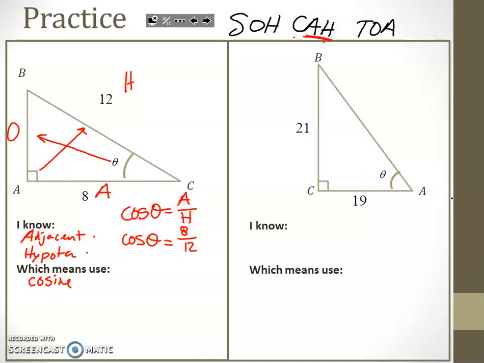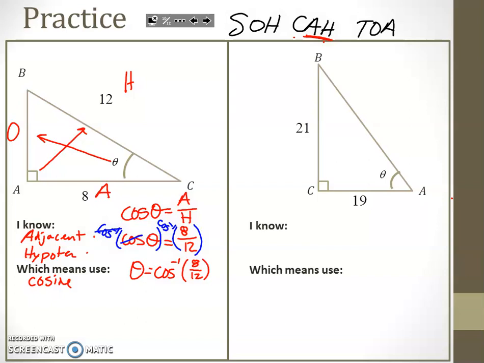I've got to get rid of that cosine. I cannot divide by cosine. I have to use the inverse. So I can do cosine negative 1. Cosine negative 1 will cancel those. But I have to do that same thing to the other side of the equation. So I end up with theta equals cosine negative 1 of 8 over 12.